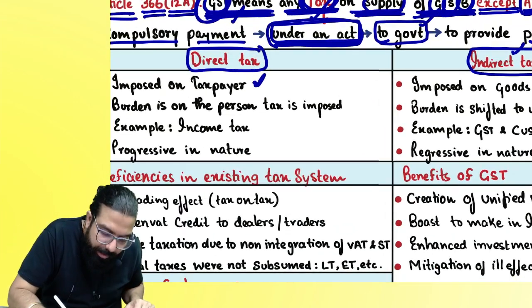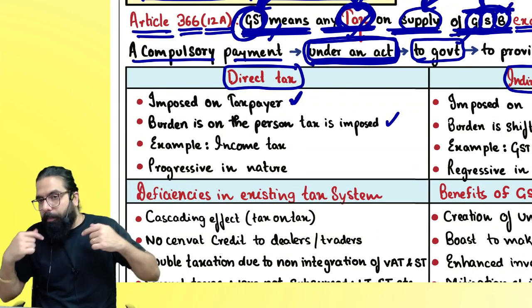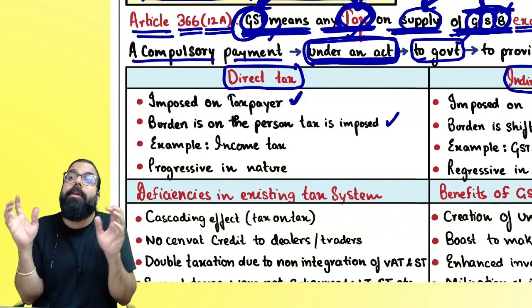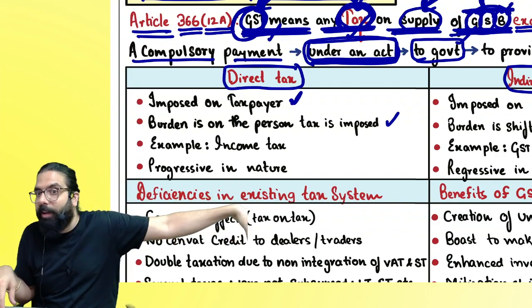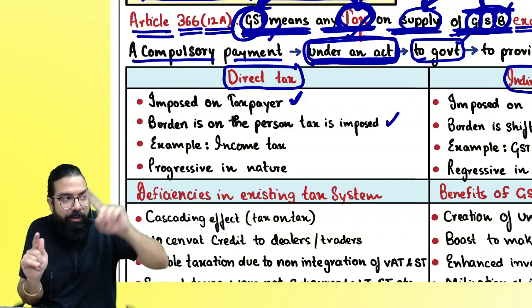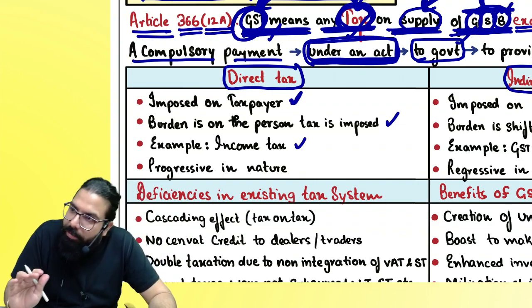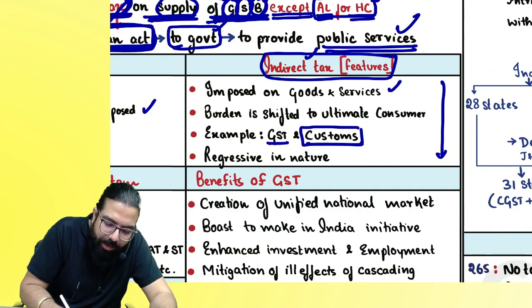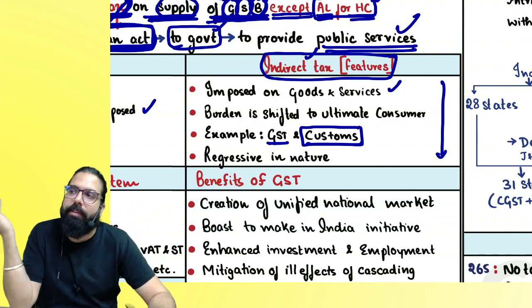Direct tax, the burden is on the taxpayer. Baba, if tax is imposed on me, I only have to bear the burden. Indirect tax, what will I do, everyone? I will shift the burden. Ultimate bakra will be someone else. Yes, everyone? On my goods and services tax will be imposed, but I will shift the burden to the ultimate consumer. Direct tax, income tax is an example. Indirect tax, GST and customs. Baba, customs duty is charged under the Customs Act, which we will not be discussing here.